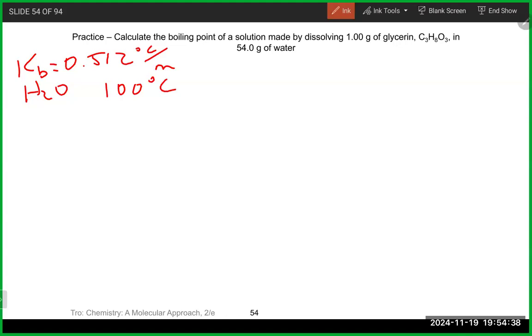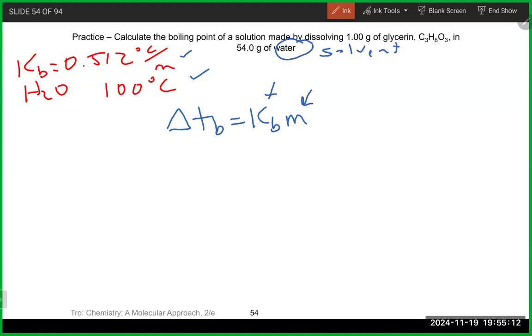Okay, so obviously here we're calculating the boiling point of a solution made by dissolving 1 gram of glycerin in 54 grams of water. Once again, that is our solvent here, water, which is why we looked up, obviously, in the table, the correct values here for boiling point for water. We could use our equation here, the change in boiling point temperature is going to be our KB times our molality. In this particular case, we actually need to calculate the molality. We already have the KB, and that will allow us to figure out the change in boiling point temperature.